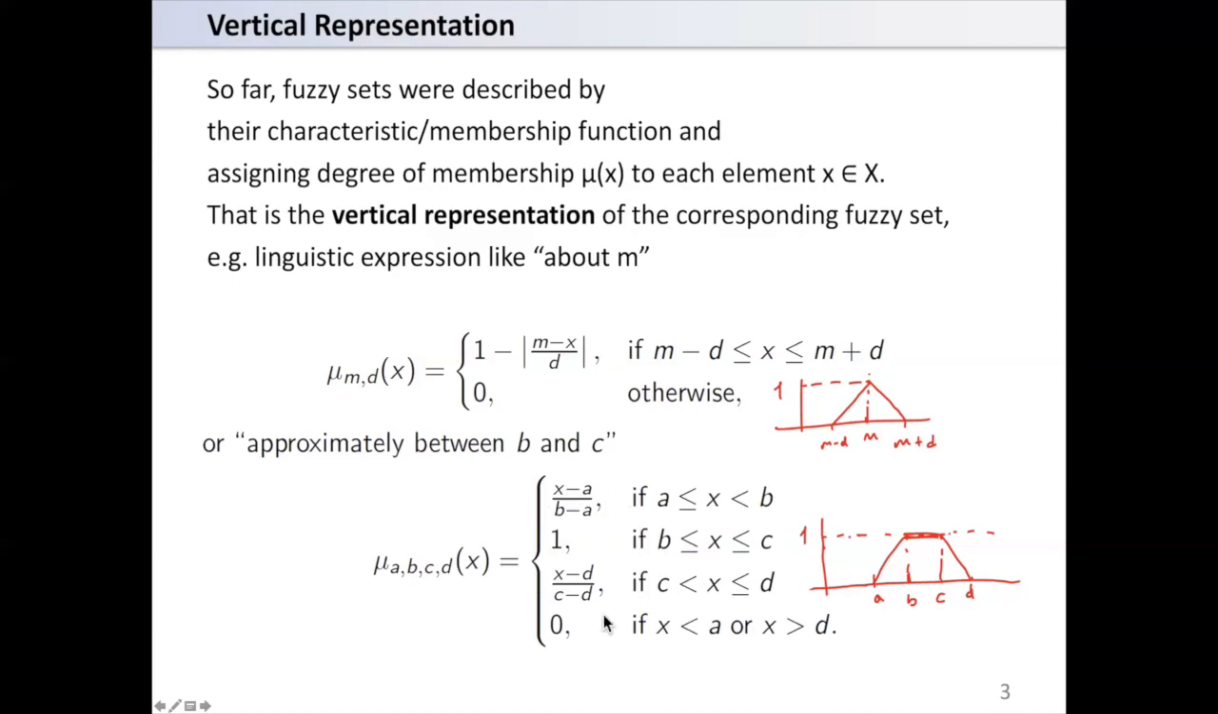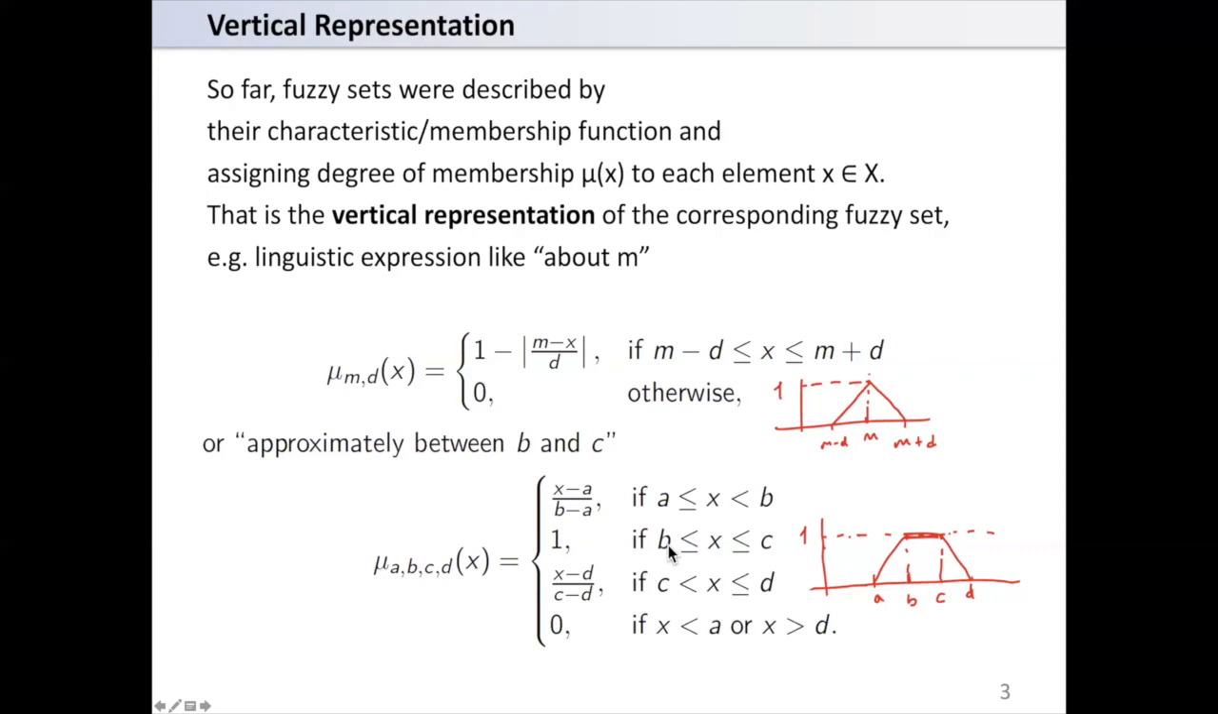These are the mathematical expressions for this function in these different intervals. If x is between a and b, it is given by the function (x minus a) divided by (b minus a).